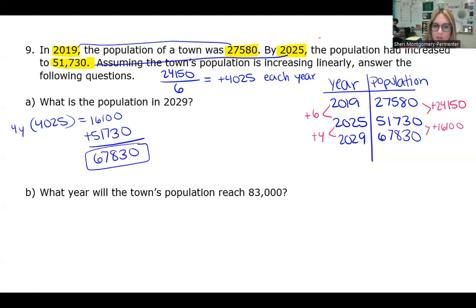And then it says, what year will the town's population be 83,000? So I can keep adding by each year. I could add by every 4 years. I could add by every 2 years, whatever I wanted to do to figure out when is my population going to be 83,000. So I'm going to wait for you guys to see if you can figure it out.